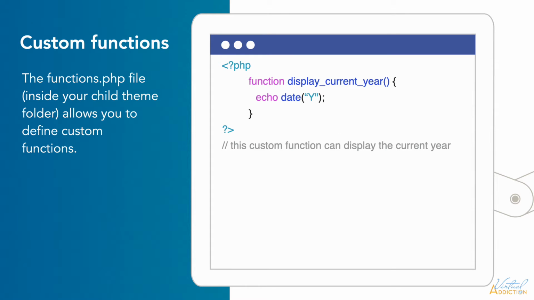Sometimes we need to create custom functions. You can define custom functions within your functions.php file. In this example, I have a custom function that will allow you to display the current year. As you can see, I'm using a function that's called display current year, and this will echo out the year. This could be used in a theme file inside of the footer so that you could display the current year down at the bottom of your website.